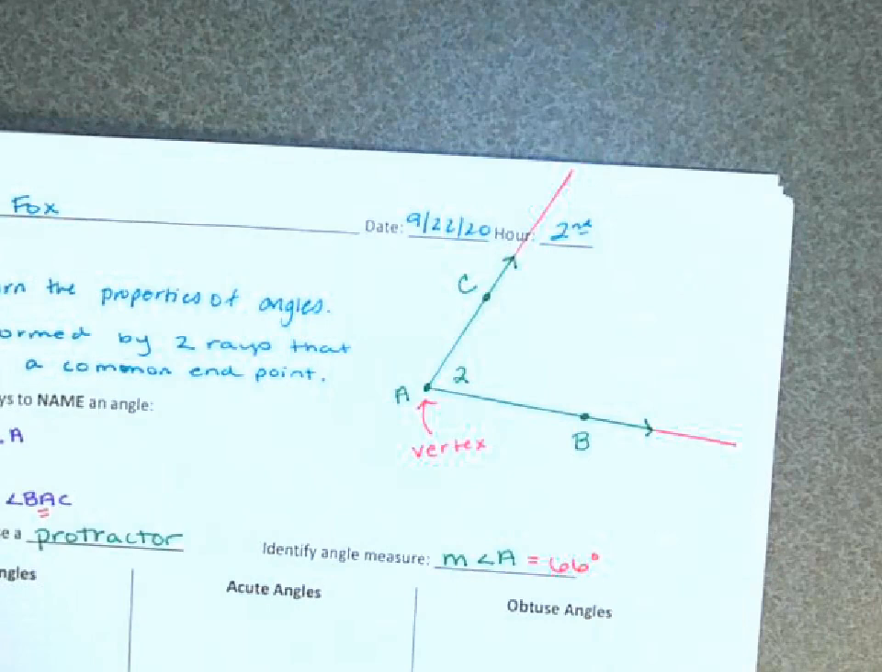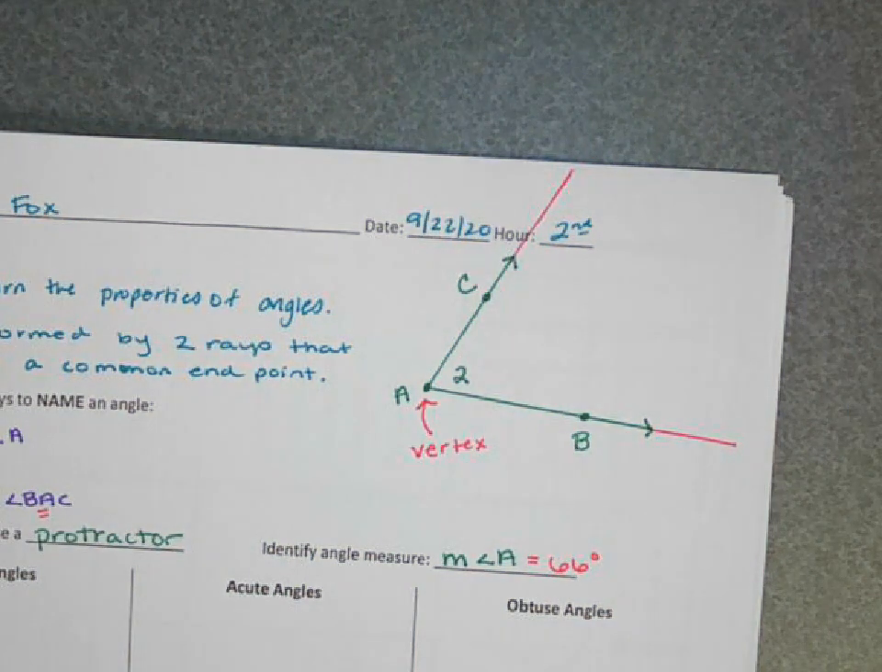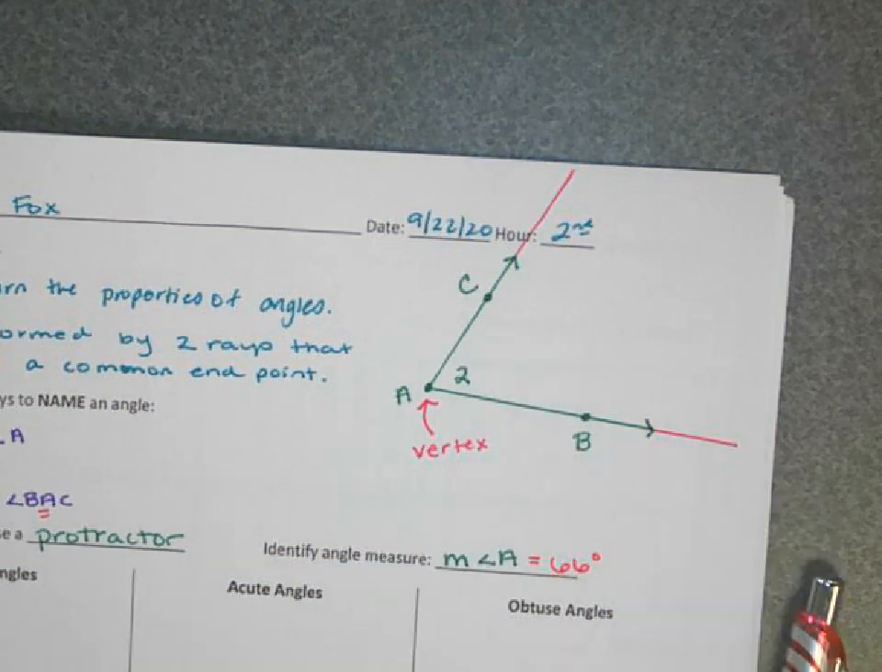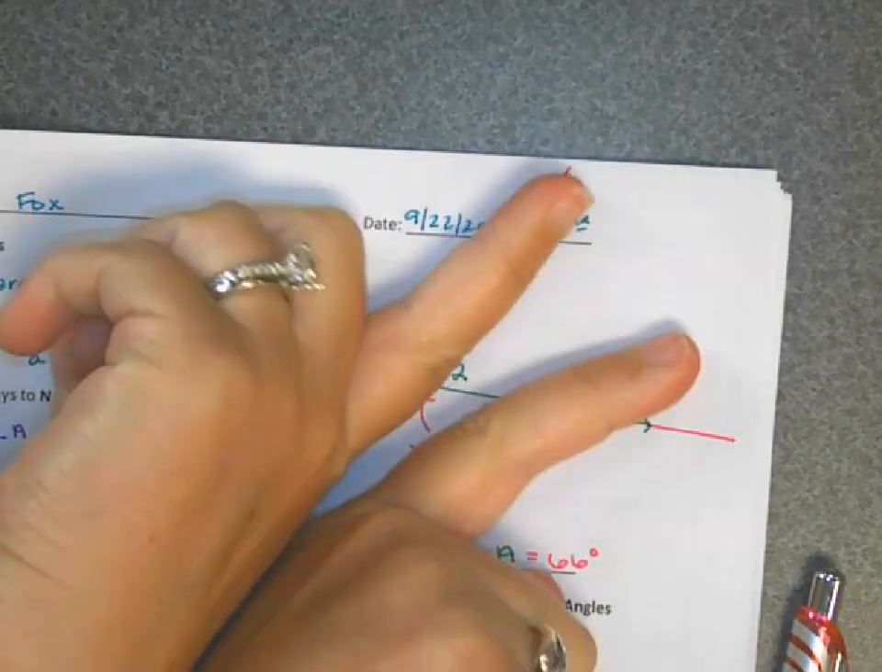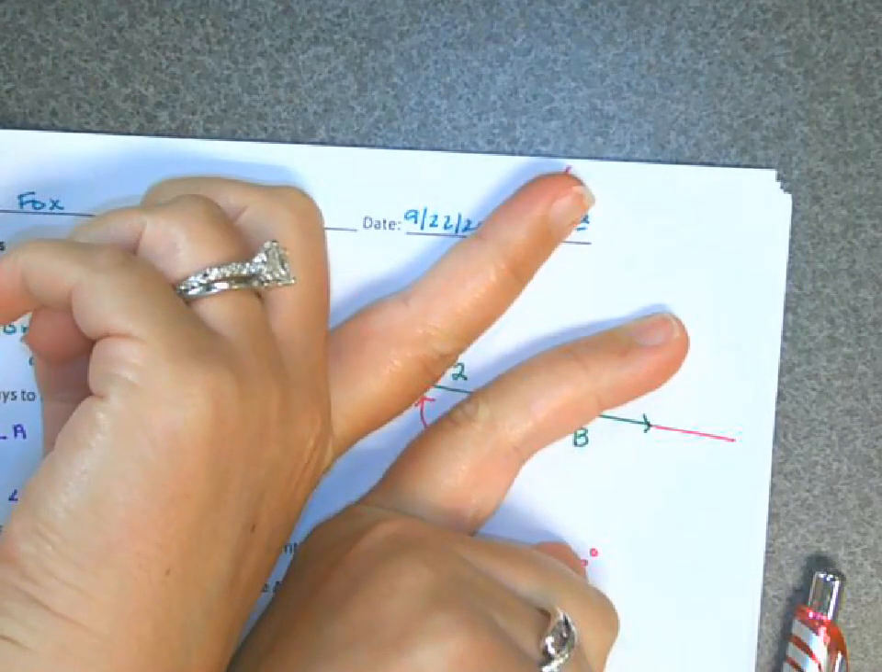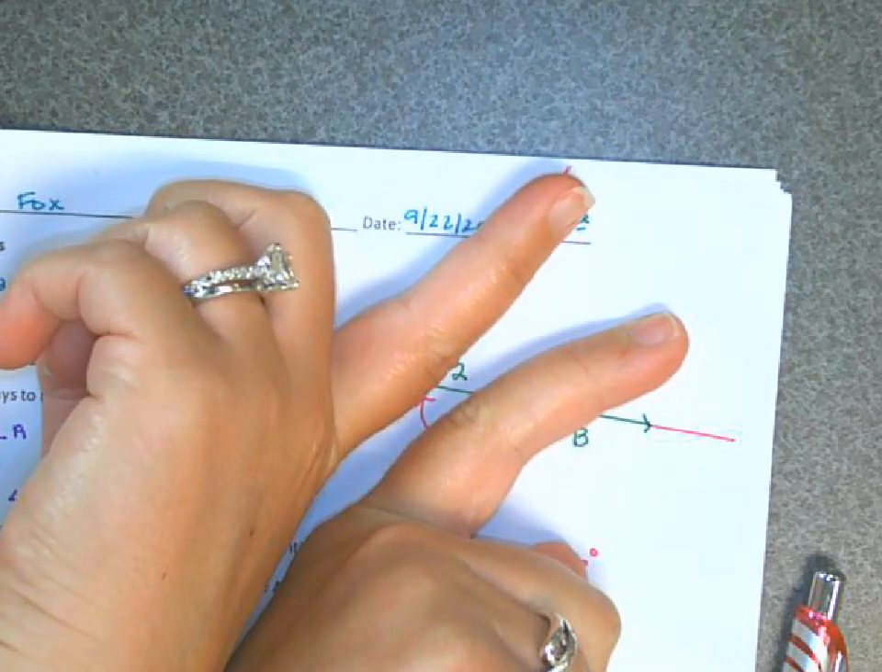Now yours is going to be different than mine. It depends on how open your angle is. Depending on how wide your angle is, if it's open wider, you're going to have a larger measure. The smaller it's opened, the closer these rays come together, that means you're going to have a smaller number of degrees for the measure.